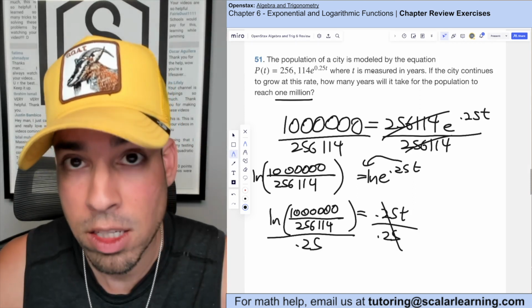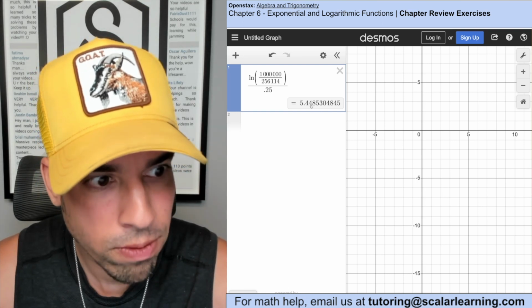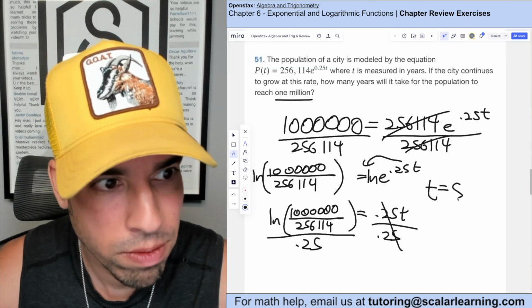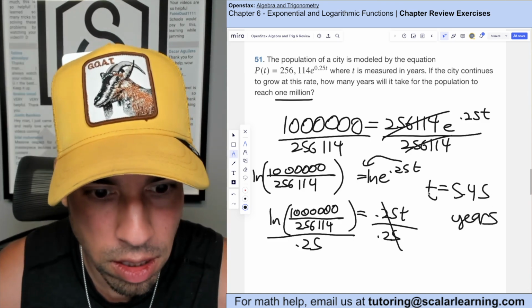So let's plug it into Desmos and see what we get. And we get, rounded to the nearest hundredth, 5.45. So t is approximately 5.45, and it says measured in years. So we'll say years. That's how you do it.